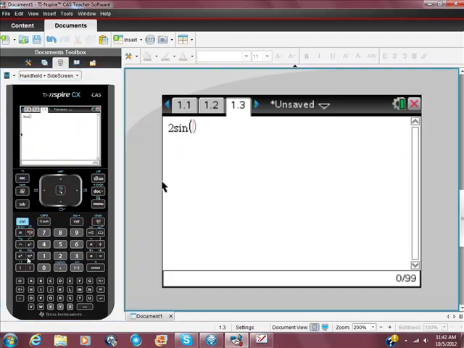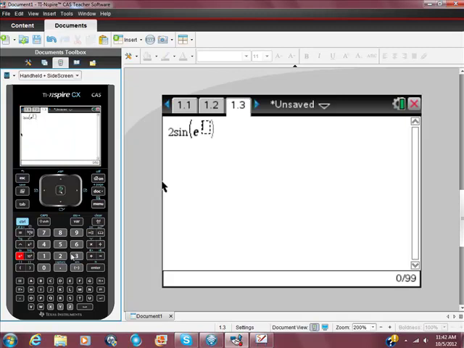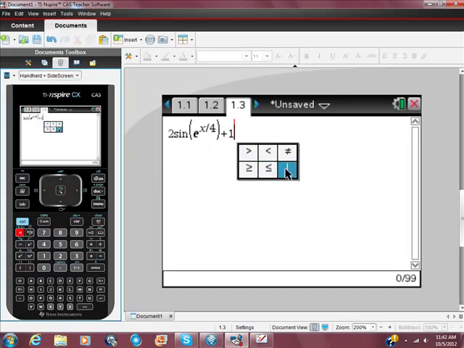Sine of e to the, and I'm going to use x instead of t if you don't mind. Is that all right? x to the power plus 1. Then check this out, Seth. I'm going to use this little piece of this function. I'm going to say control here. And remember, this is the such that key.